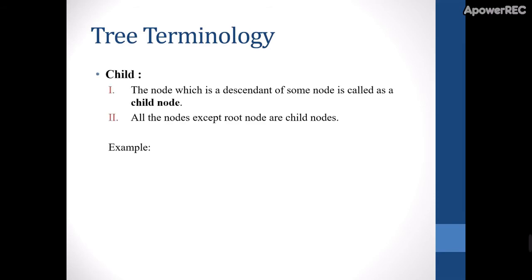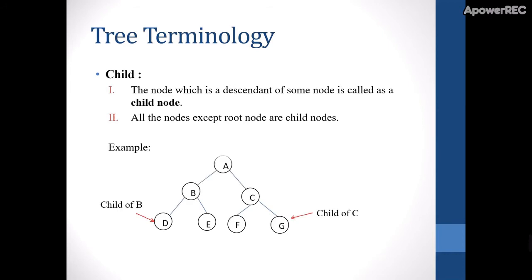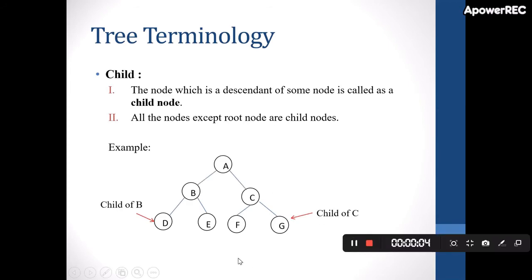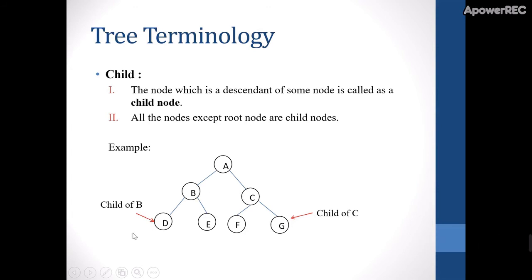Okay, so let's see the first terminology, that is child. What is a child? The node which is a descendant of some node is called a child node. Means the node which is present under a parent is the child node. See the example. So this is the example of child. A, B, C, D, E, F, G. So G is a child of C. D is a child of B. In the same way, B is a child of A. So the first terminology is child.